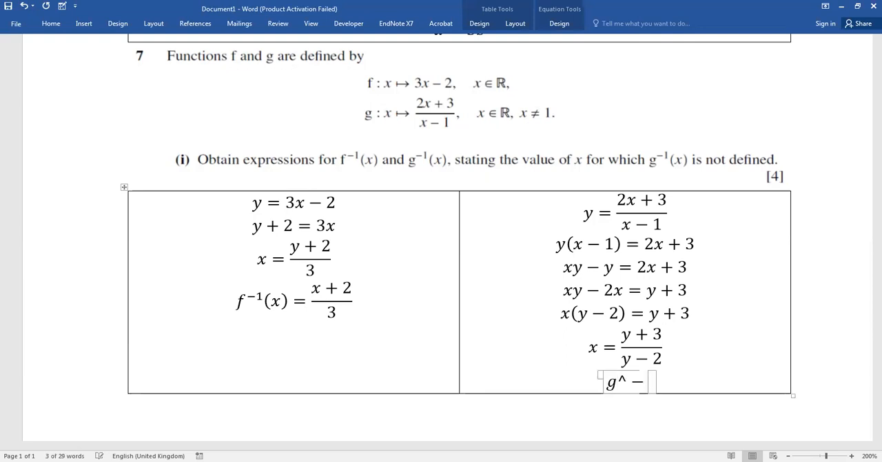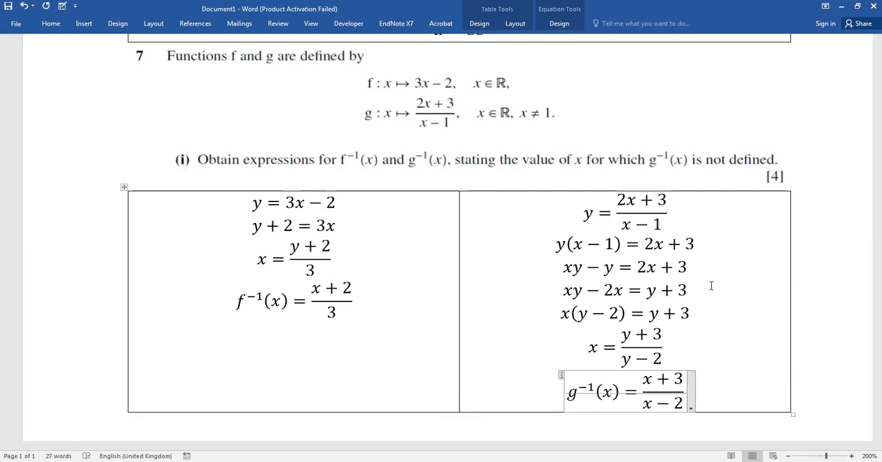So g inverse of x is x plus 3 upon x minus 2. What can I say? When will this be not defined? For what particular input will the function not be defined? When x is 2. So I'll say that x is not equal to 2. Is this clear?